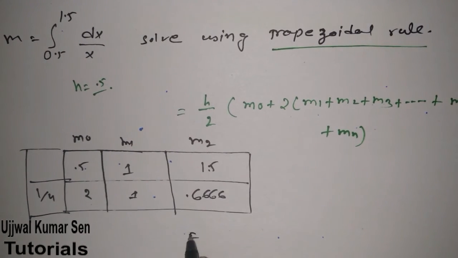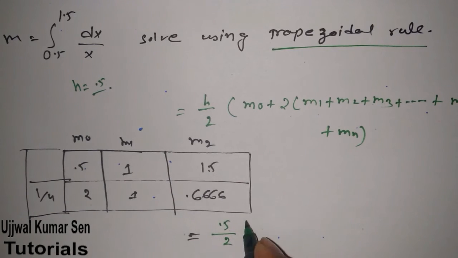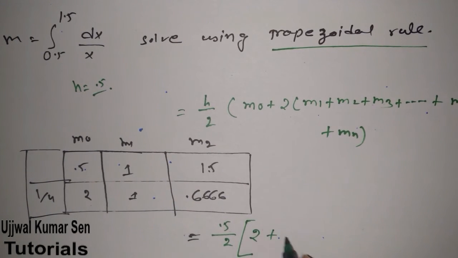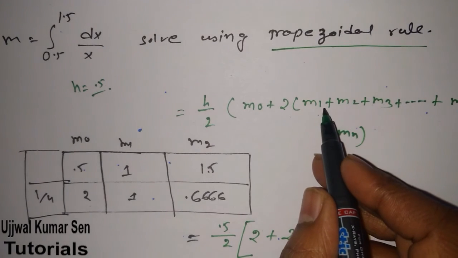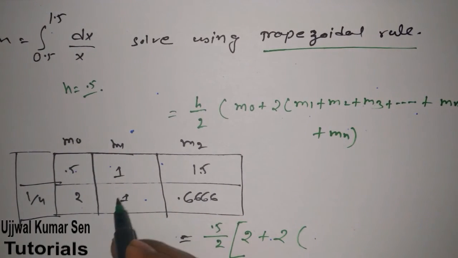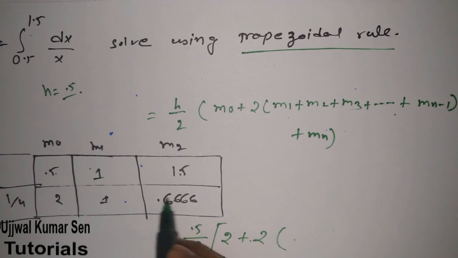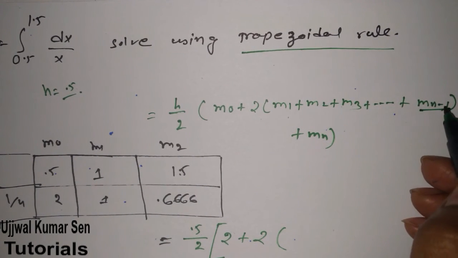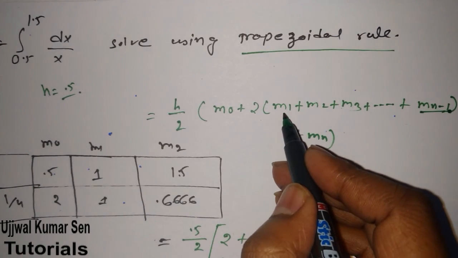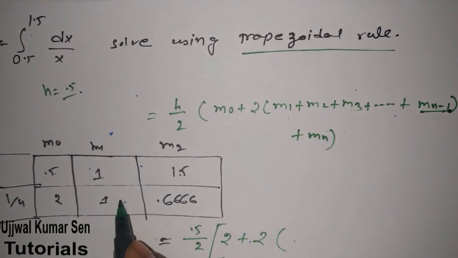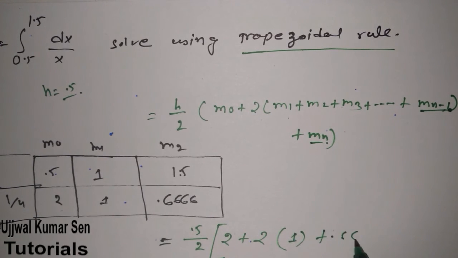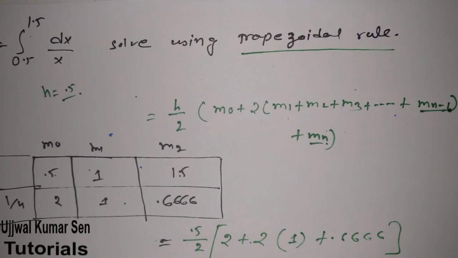Now what is h here? I have already shared with you, h is 0.5 by 2. What is m naught here? m naught is 2. Now should I write both of these two values, or only one value? Remember that whenever we are given 3 values, we have to keep the values up to the second last. The second last is 1, we have already taken 2 for the first term, and only one term is remaining here, that is 1. So I have to write only 1. And mn, that is the last, 0.6666. I hope you understand.